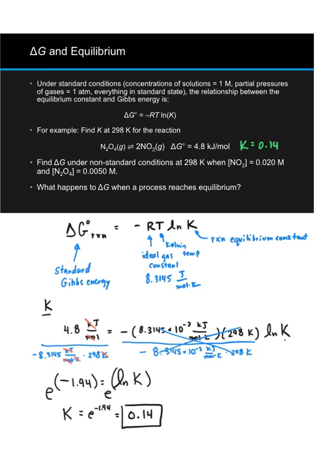Now the next thing that we're asked to do is to find a Gibbs energy change under non-standard conditions at a temperature of 298 K, but where the concentration of NO2 is 0.02 molar, and the concentration of N2O4 is 0.005 molar. So we're going to need to think about the relationship between delta G under standard conditions, the equilibrium for a reaction, and delta G under non-standard conditions. I'm going to get rid of our work down below, and then we'll come up with an equation to satisfy this relationship.